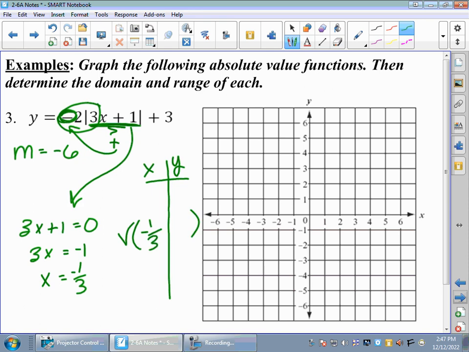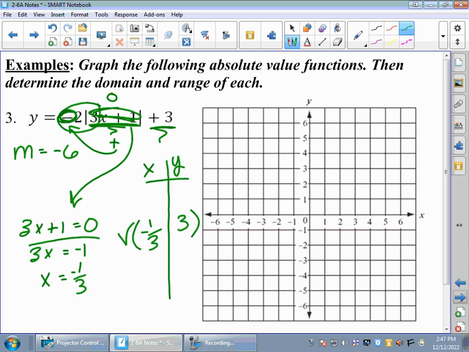If my vertex is at negative 1/3 something, when I plug negative 1/3 in, this whole thing turns to 0. Why? Because of this. That's why it's negative 1/3. It makes it equal 0. Absolute value of 0 is 0, times negative 2 is 0, plus 3. Okay, this thing is sort of our y-intercept. It's not really a y-intercept, but it does move my graph up 3 units.